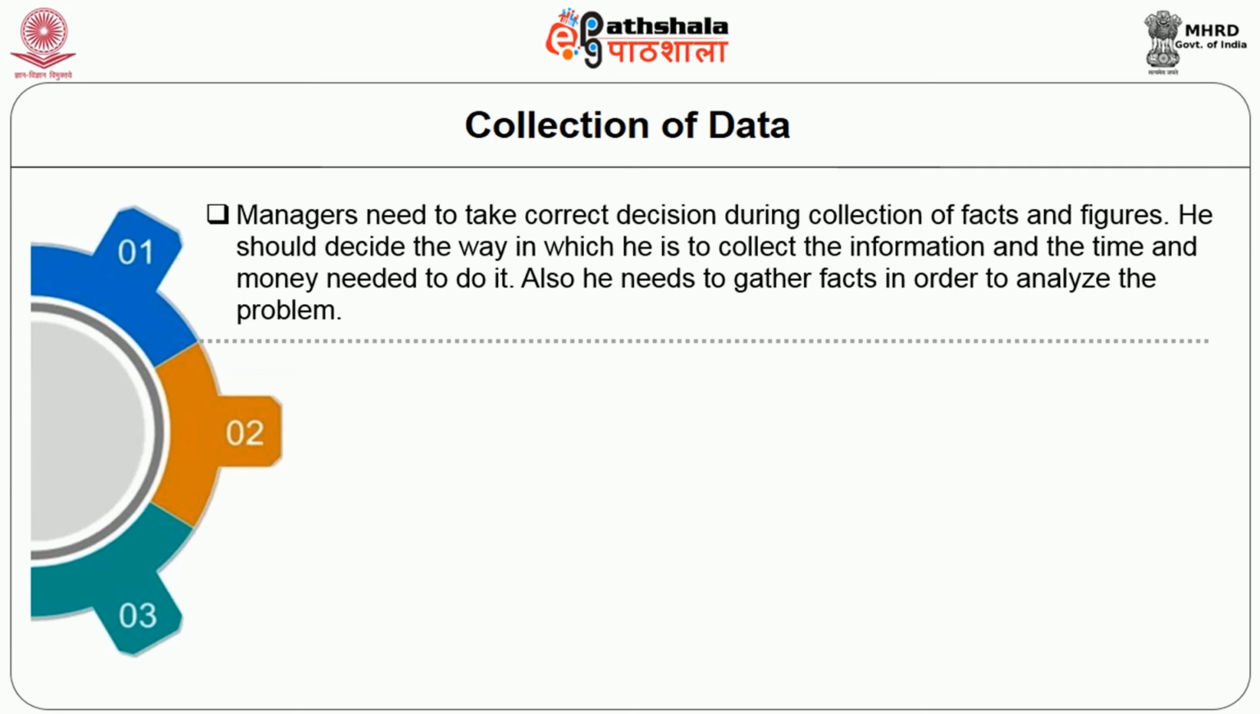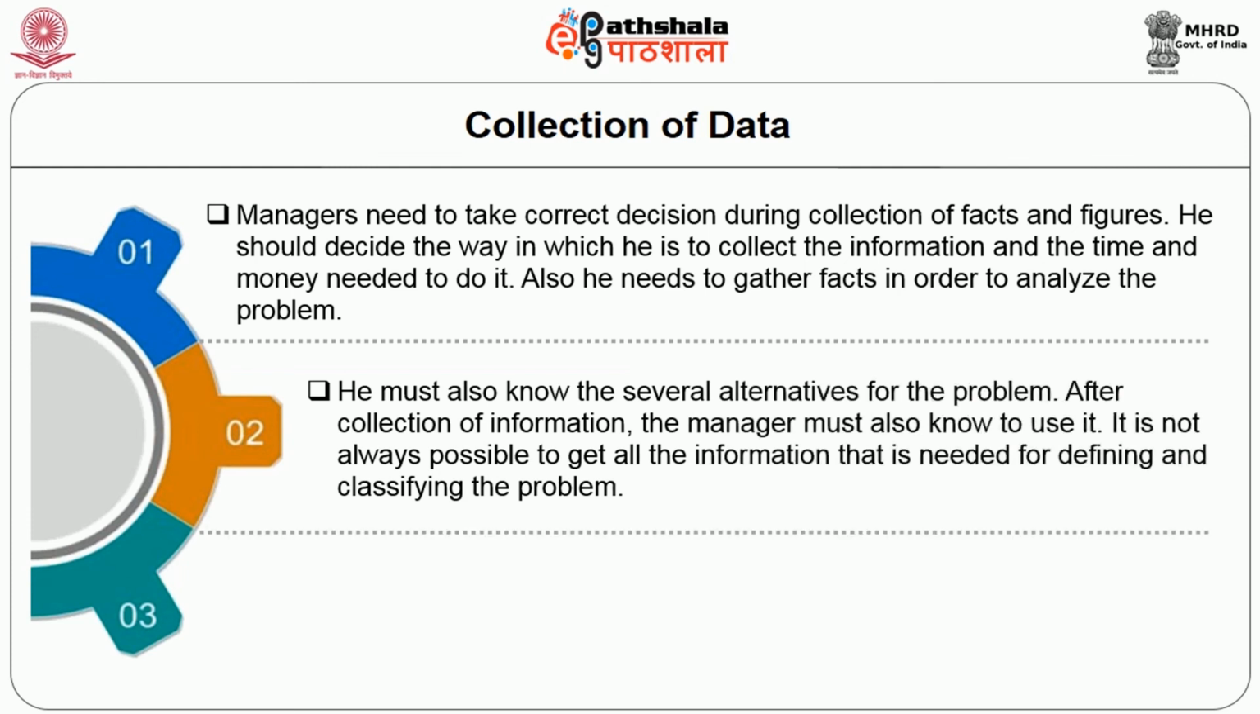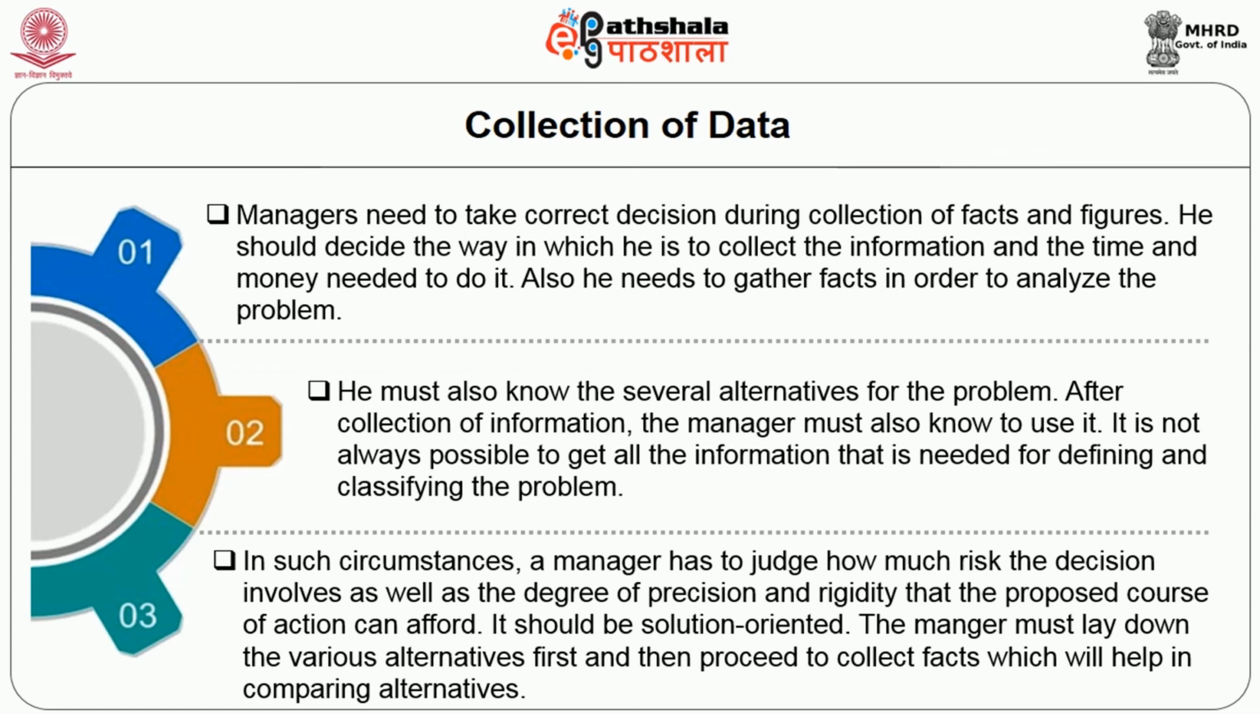He must also know the several alternatives to the problem, because after collection of the information, the manager must know how to use it. Remember, it is not always possible to get all the information that is needed for defining and classifying the problems. In such cases, you, being a manager or any type of decision maker, have to judge how much risk the decision involves, as well as the degree of precision and rigidity that the proposed course of action can afford. Remember, it should always be solution oriented. The manager must now lay down the various alternatives first and then proceed to collect the facts so that it helps him in comparing the alternatives.